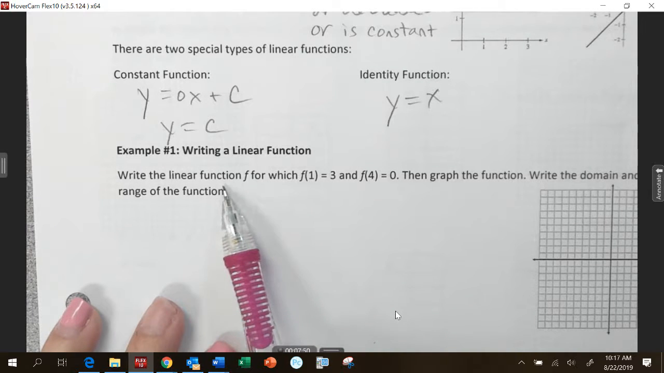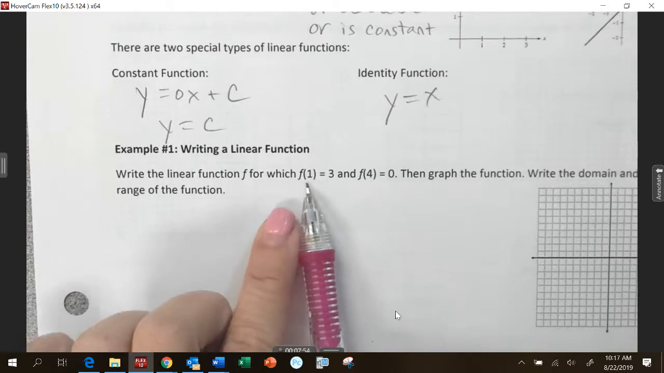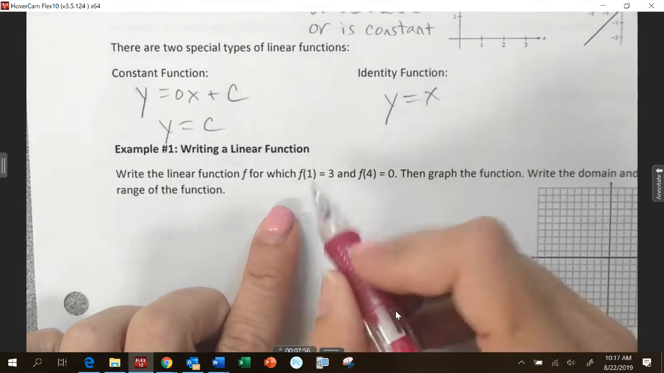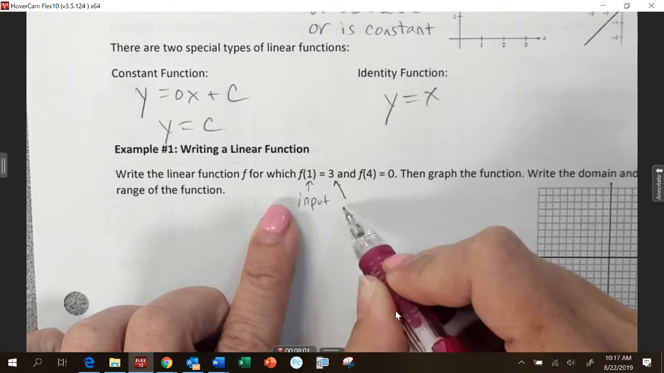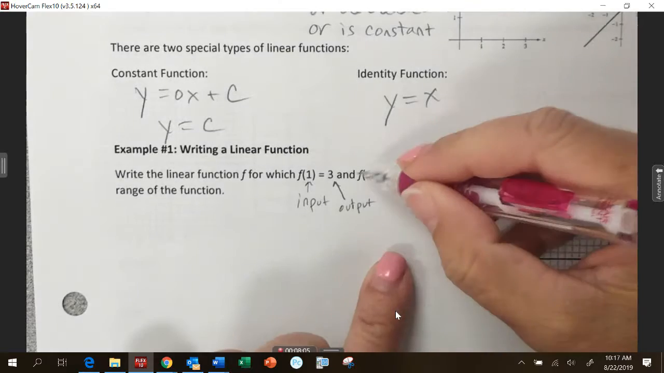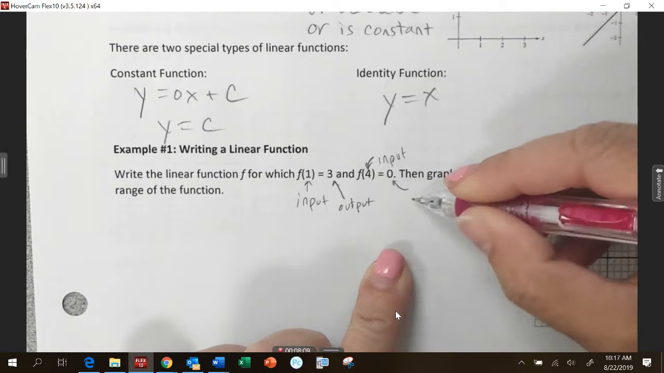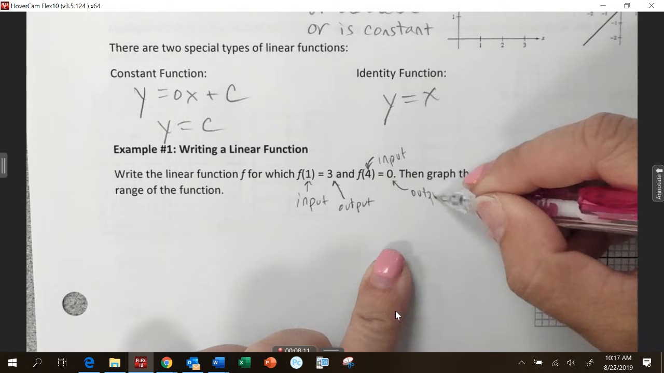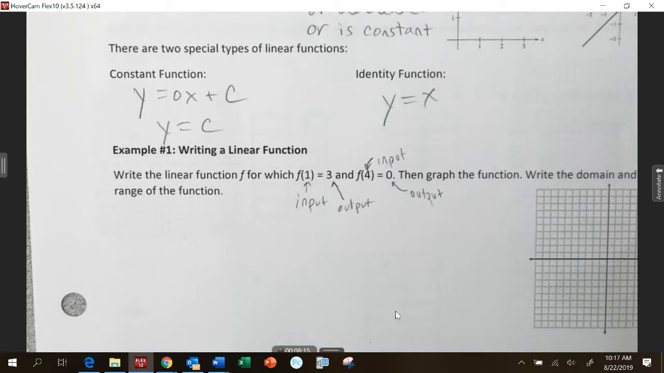So here I'm giving you a linear function for f. So this is a linear function for which f of 1 is equal to 3. That means the input is 1 and the output becomes 3. Here the input is 4, the output is 0. We're going to write that equation, we're going to graph it, we're going to say the domain and range.